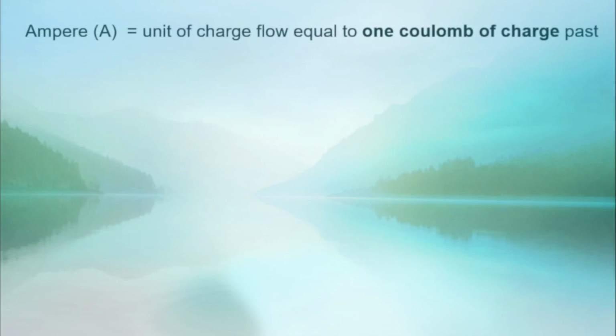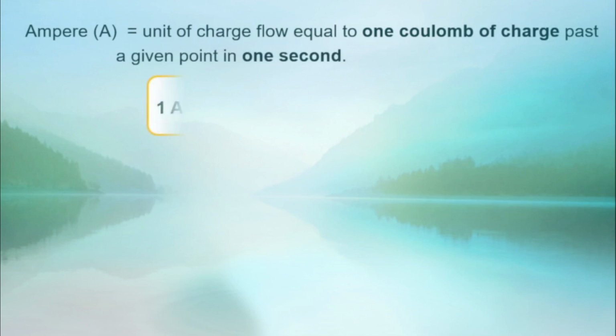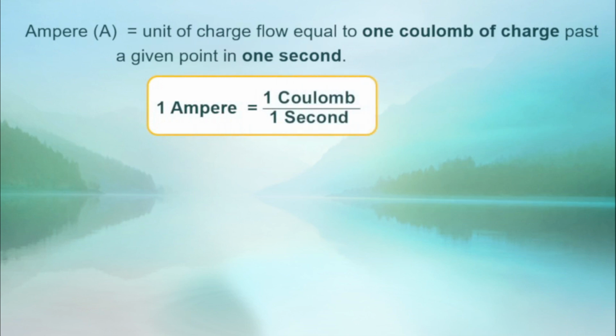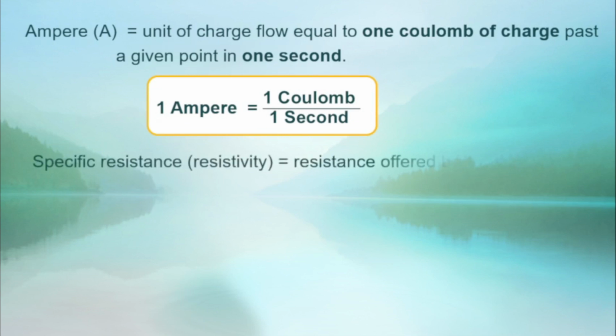Ampere, a unit of charge flow equal to 1 coulomb of charge past a given point in 1 second, or 1 ampere equals 1 coulomb divided by 1 second. Specific resistance, resistivity, is the resistance offered by a unit cube of the material.